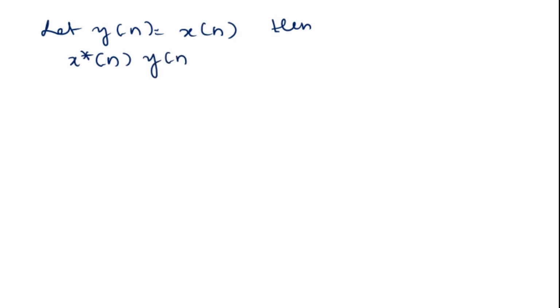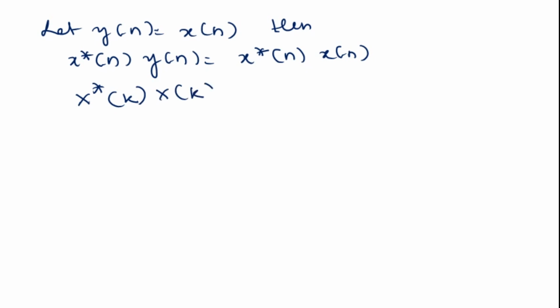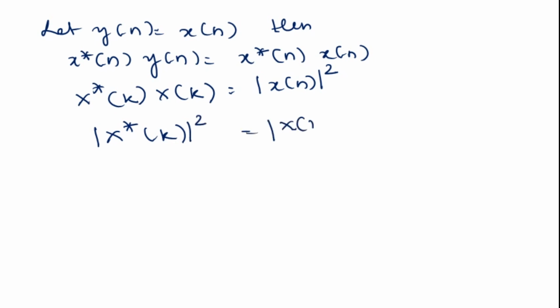Let y of n is equal to x of n, then x star of n into y of n is equal to x star of n into x of n. That means if you take the DFT, X star of k into X of k is equal to mod of x of n square, or we can write it as mod of X of k whole square is equal to mod of x of n square.